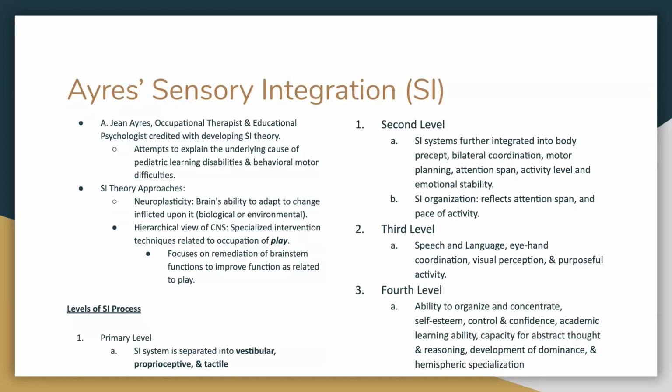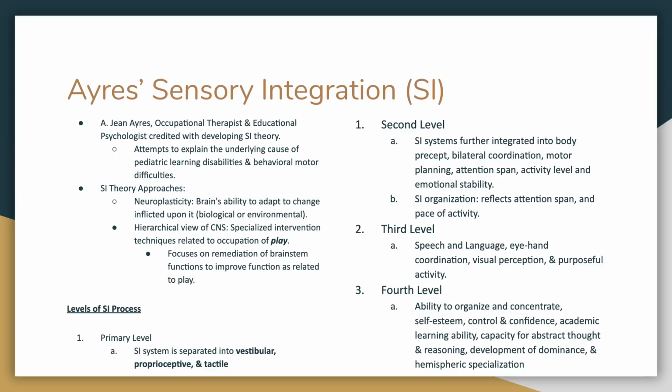There are four different levels of the sensory integration process. The primary level is where the sensory integration system is separated into vestibular, proprioceptive, and tactile. Tactile refers to the infant's first emotional bond with their mother and is responsible for providing a sense of security for the infant. Tactile is also responsible for sucking and eating reflexes.